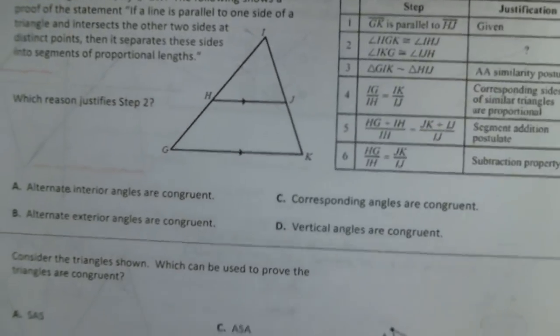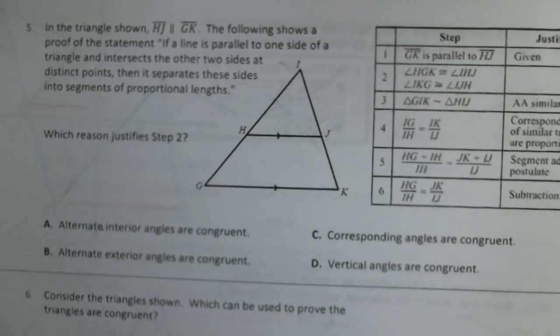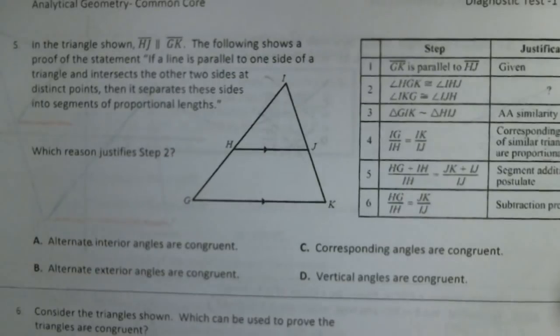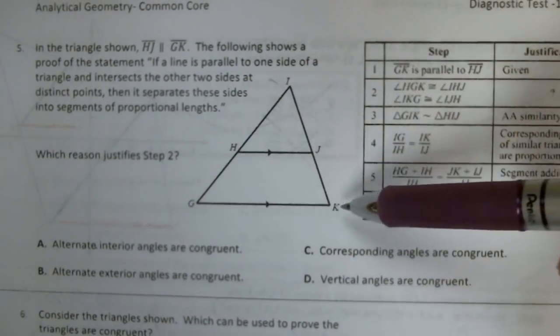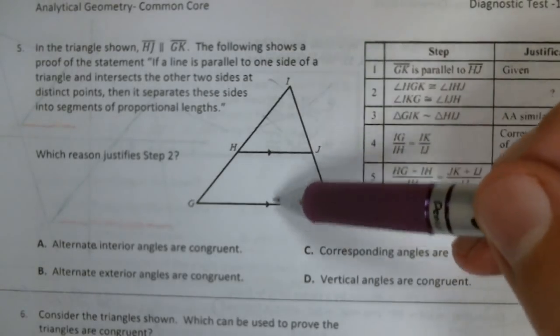Okay, number 5. Lovely proofs. You know there are going to be some proofs on there, boys and girls. You know it. I know this is your favorite stuff. In the triangle shown, HJ is parallel to GK. That's what they're showing here with the arrows.